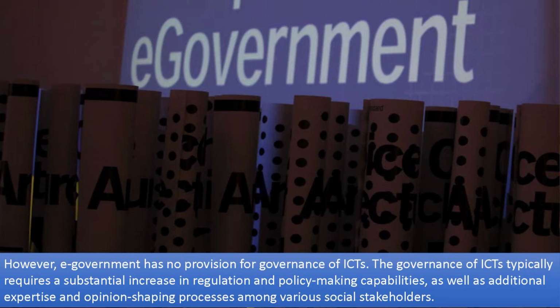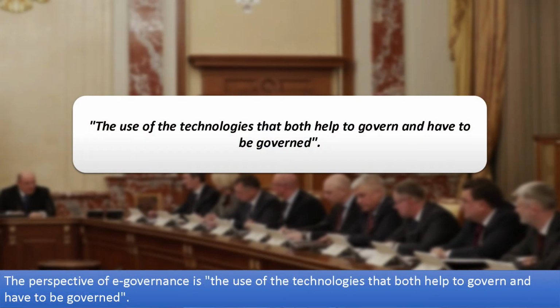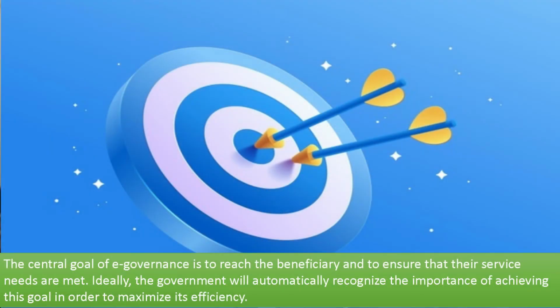I think this is a USP behind e-governance: technology is a very important ingredient, because it not only facilitates the government, but sometimes also shows where the government is lacking and in which domain they have to work more. The central goal of e-governance is to reach the beneficiary and to ensure that their service needs are met. Ideally, the government will automatically recognize the importance of achieving this goal in order to maximize its efficiency. Furthermore, e-government uses a one-way communication protocol, whereas e-governance uses a two-way communication protocol. That is a very important aspect.